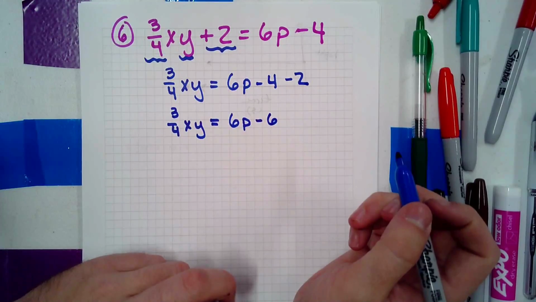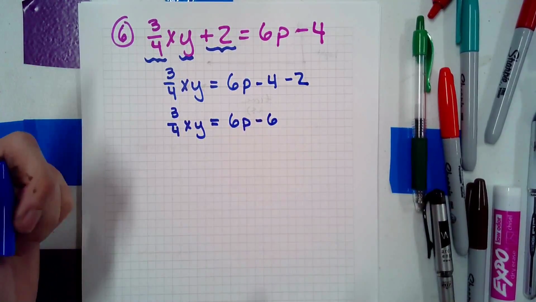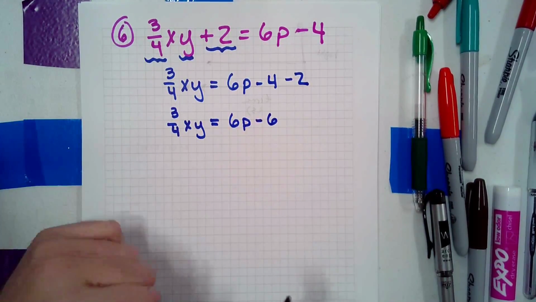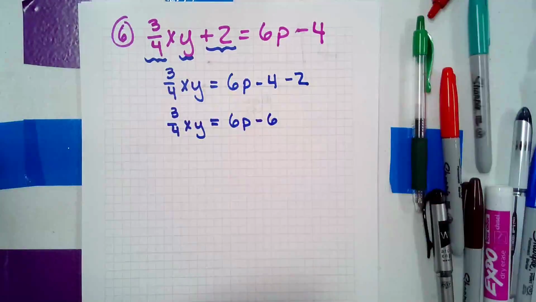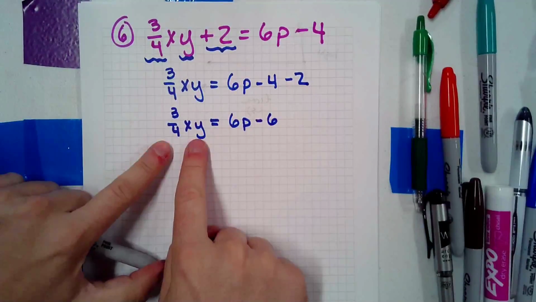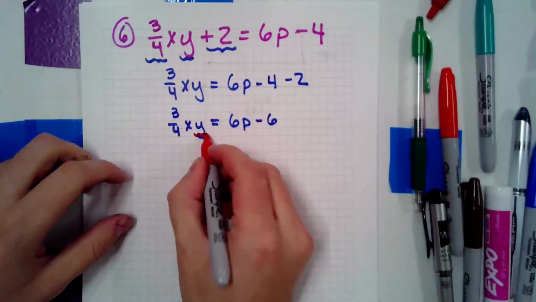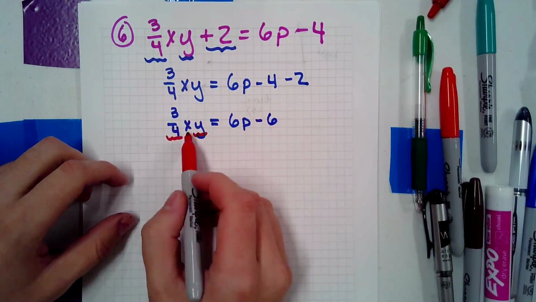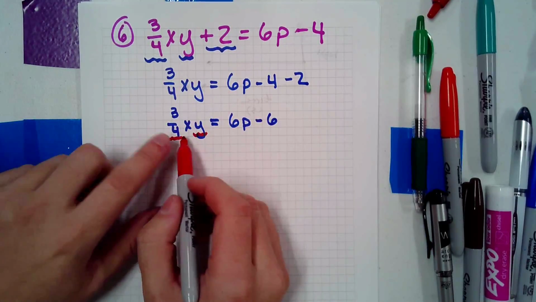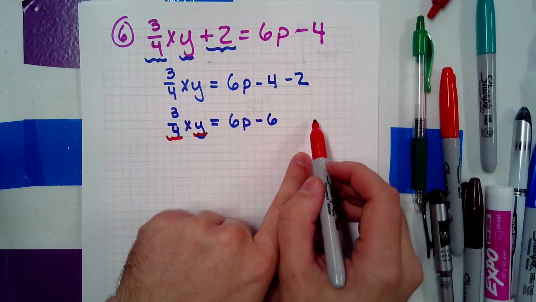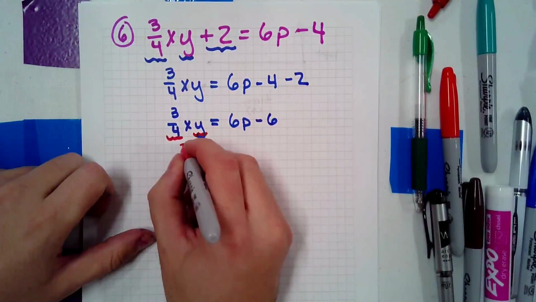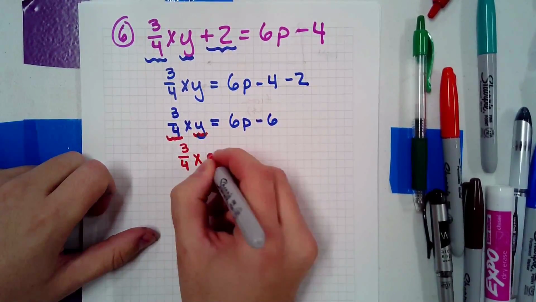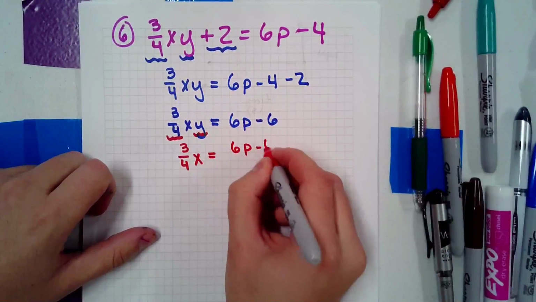Everybody good so far? Wonderful. Now we got to do the divorce. Everything's been moved out of the house. We have one term here, and it's time to get these guys separated. The Y is going to go live with its parents, and the X is going to stay home. We can't subtract all this because that would move everything at once, so we're going to divide by Y. 3/4 X stays, and we get 6P minus 6 all over Y.